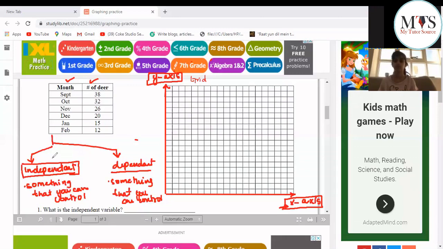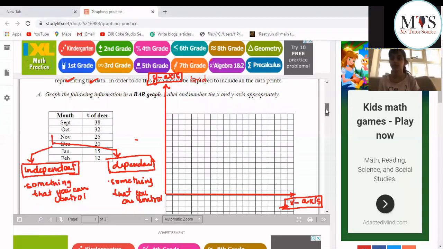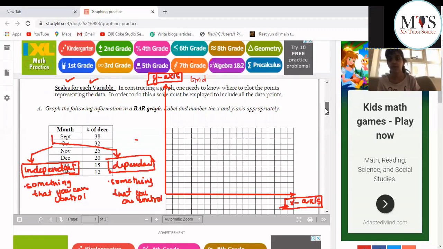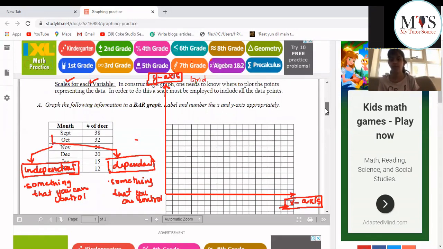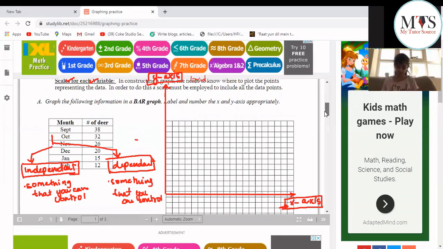So now that you do know what the independent and the dependent variable is, do you think that maybe we could move on to a graph and how we could make one? Okay, let's look at the question over here then. In this question, it says graph the following information in a bar graph. Label and number the X and Y axis appropriately.